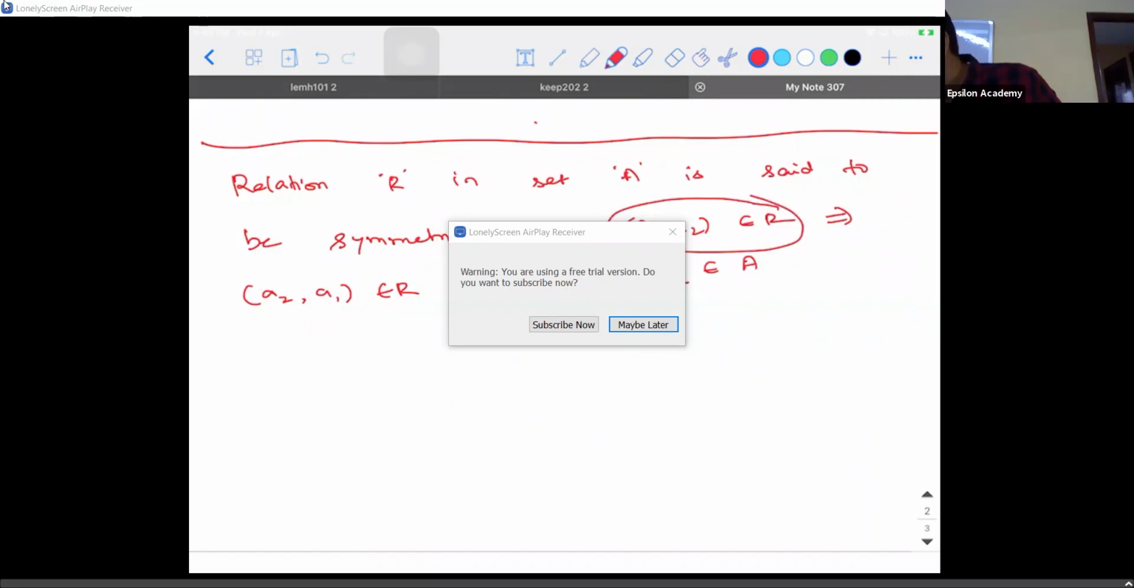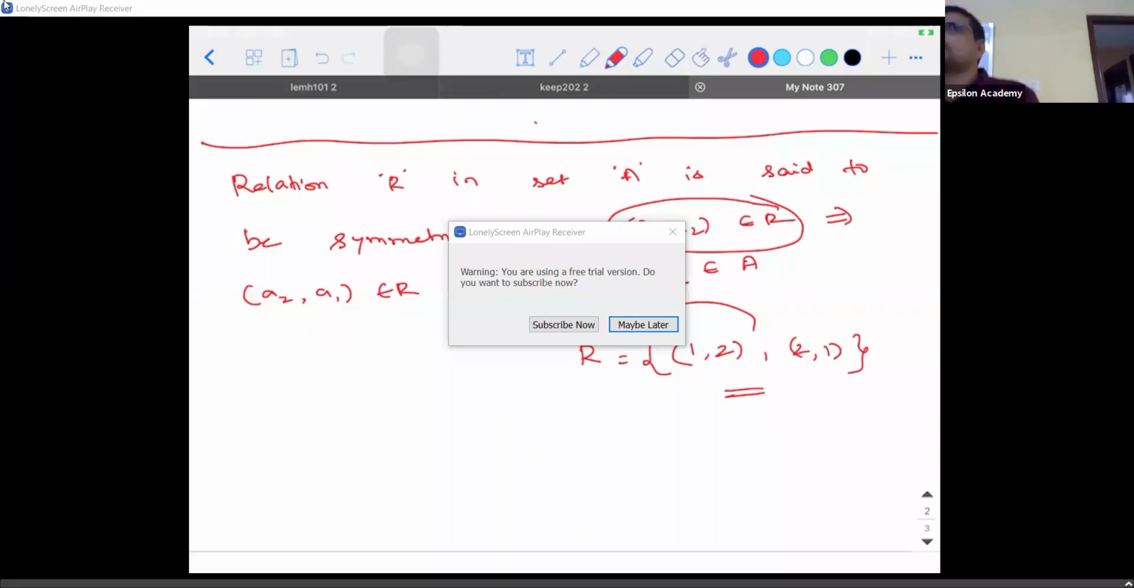For example, if I have a relation R equal to 1 comma 2, I've written only one ordered pair. So 1 comma 2 means A1 is 1, A2 is 2. Then for it to be symmetric, what is the other ordered pair I'm supposed to find? Then 2 comma 1 also should belong to the same relation. If you are able to find something like this, then that relation is called symmetric. Now you can ask me a question. 1 comma 2 is there, 2 comma 1 is there. Is it necessary that every ordered pair should have a symmetric counterpart of it?